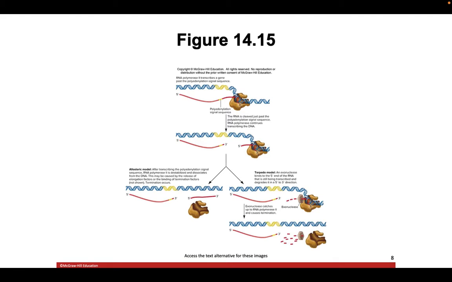With the allosteric model, there are other proteins that are not shown that bind, and that causes the RNA polymerase to basically fall off the DNA, and that stops transcription. With the torpedo model, which I think is much cooler, we have this exonuclease protein, which binds to the RNA and starts chopping it up in pieces. And when that exonuclease protein catches up to the RNA polymerase, it causes it to dissociate from the DNA and fall off. So there's your allosteric model and torpedo model.